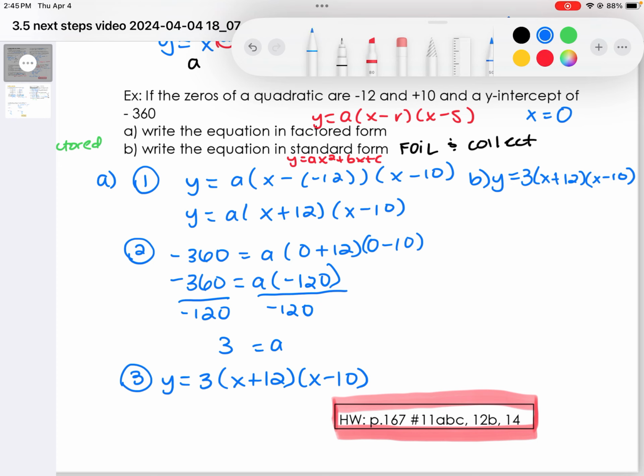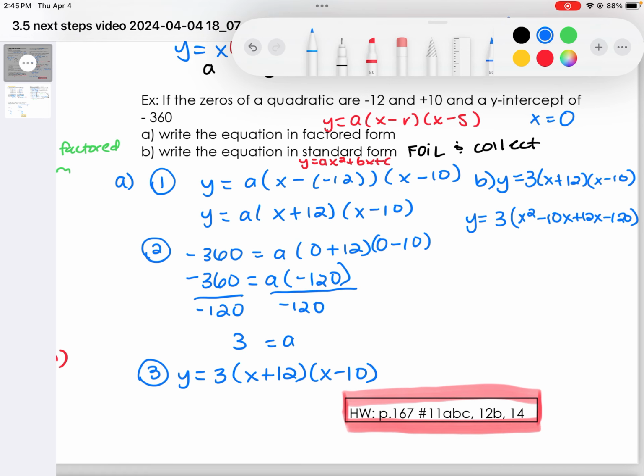Okay? I'm going to FOIL first. So x times x, x squared. X times negative 10 is negative 10x. 12 times x is positive 12x. 12 times negative 10 is negative 120. I'm going to collect the like terms first. Negative 10 and positive 12 is positive 2. The 120 cannot be collected.